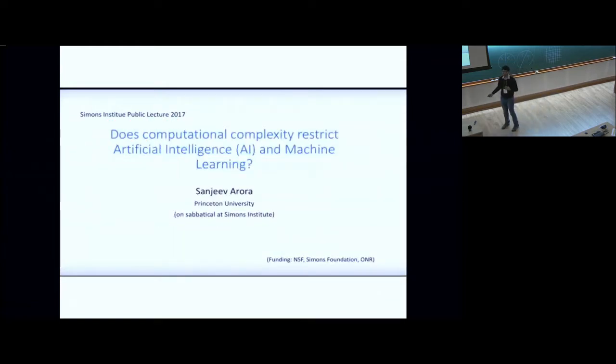this particular question of whether worst case hardness or computational complexity affects our ability to do machine learning is a question of both philosophical and practical importance. So I want to point out this recent talk that Sanjeev Arora gave as a public lecture at the Simons Institute. And if you're aware of the law of clickbait titles, then you know the answer to the question.